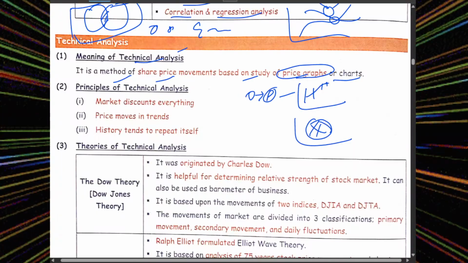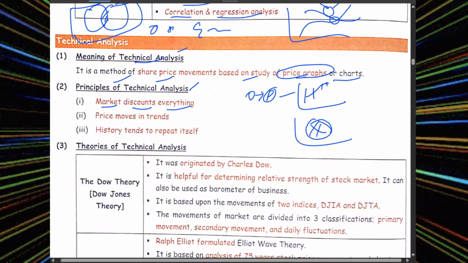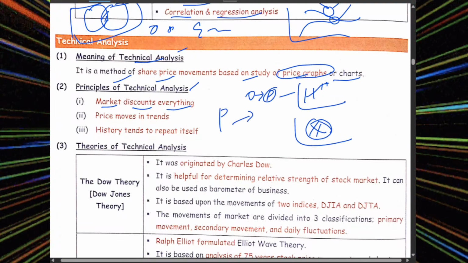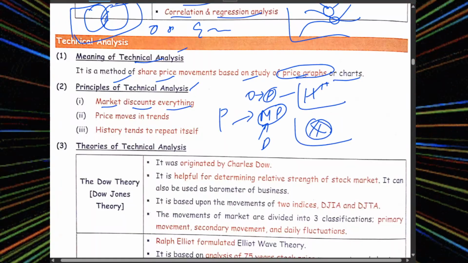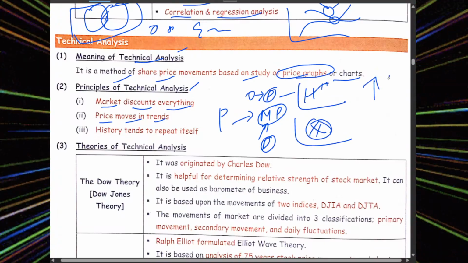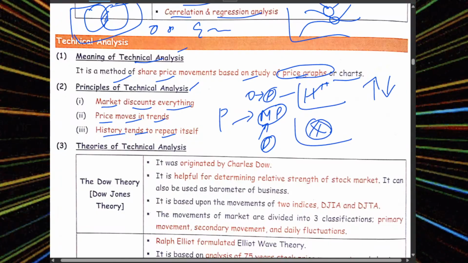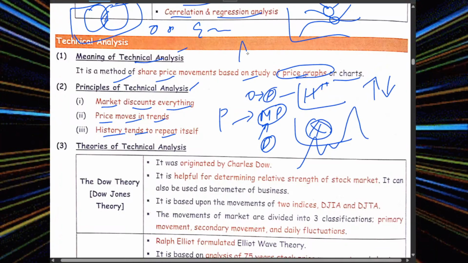The principle of technical analysis: market discounts everything. The price of the product in the market is the market price, and the market price discounts everything. They make decisions for everything. Price moves in trends. Is it an upward trend or a downward trend? History tends to repeat itself. Usually the trend repeats itself. It will go up and down, in an M trend.